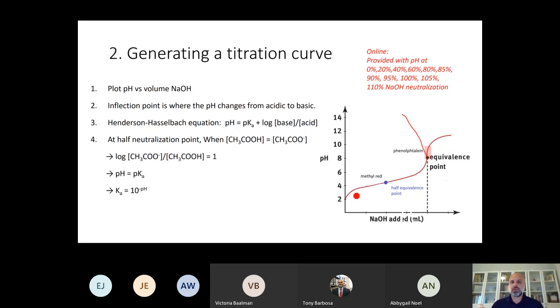So we're looking to calculate individual points on the graph, and by calculating the individual points on the graph, we're able to get the data that we need in order to generate this full titration curve and then calculate back using the Henderson-Hasselbalch equation. Right, so we know that the inflection point is where the pH changes from acidic to basic, right?